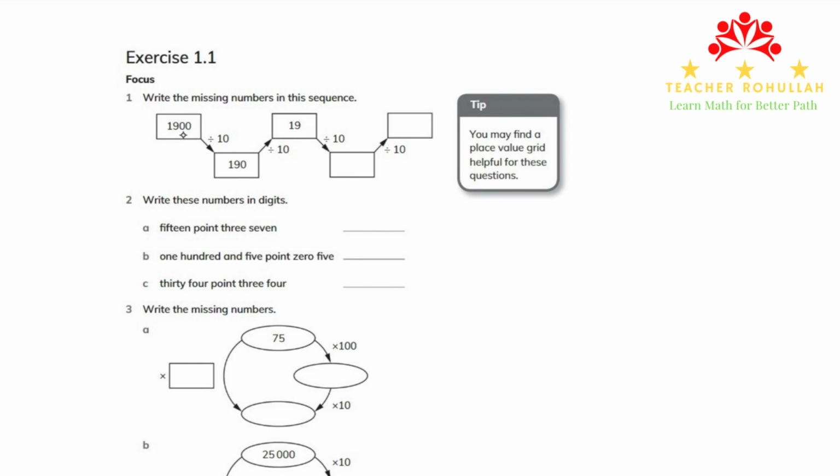In this sequence, each number starting from 1900 is divided by 10. 1900 divided by 10 is 190. So if we divide this by 10, one zero will be removed from 1900. So the answer is 190. And 190 divided by 10 is equal to 19, which is already solved here. What is 19 divided by 10?